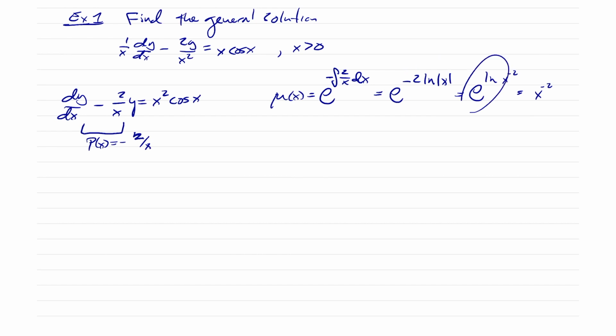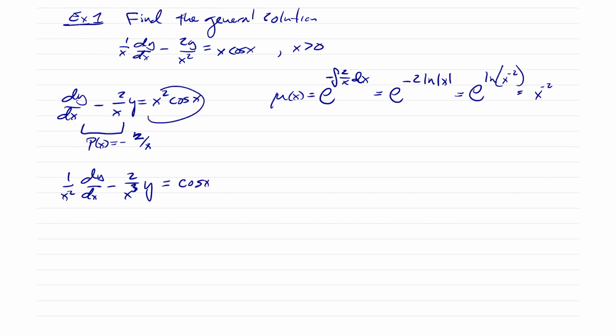And so then now I can just use the inverse feature. Now it's just natural log and the exponential. You can't use the inverse until you have everything inside the natural log. So then what I get is x to the negative 2. So mu is x to the negative 2. Now I want to multiply both sides by x to the negative 2. So when I do that, I get 1 over x squared dy by dx minus 2 over x cubed times y is equal to, well, x squared divided by x squared is just 1. So then I'm left with cosine of x.